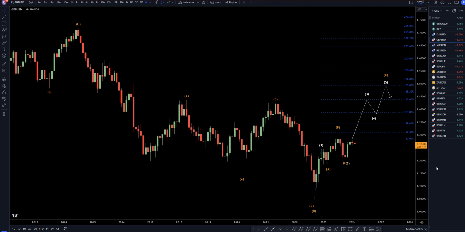Today is Thursday, February 1st, and I'm going to be analyzing the pound US dollar, starting on the monthly, working my way down to that 1 hour time frame for the full top-down analysis.